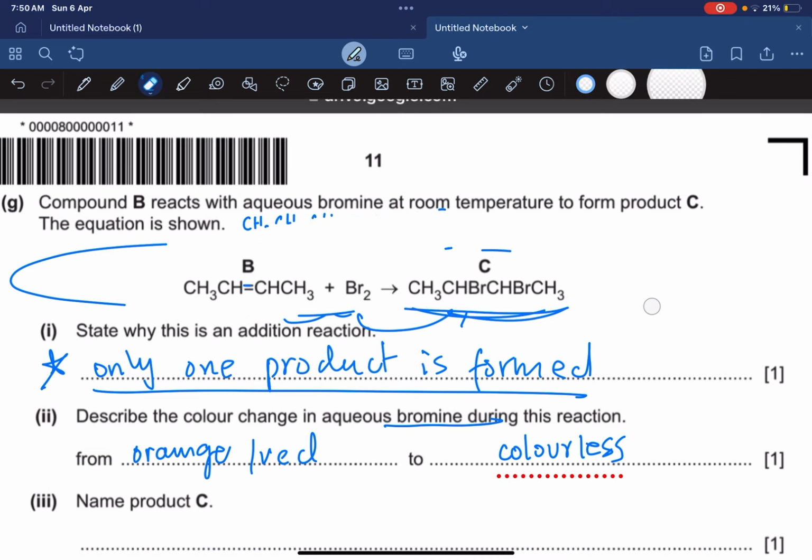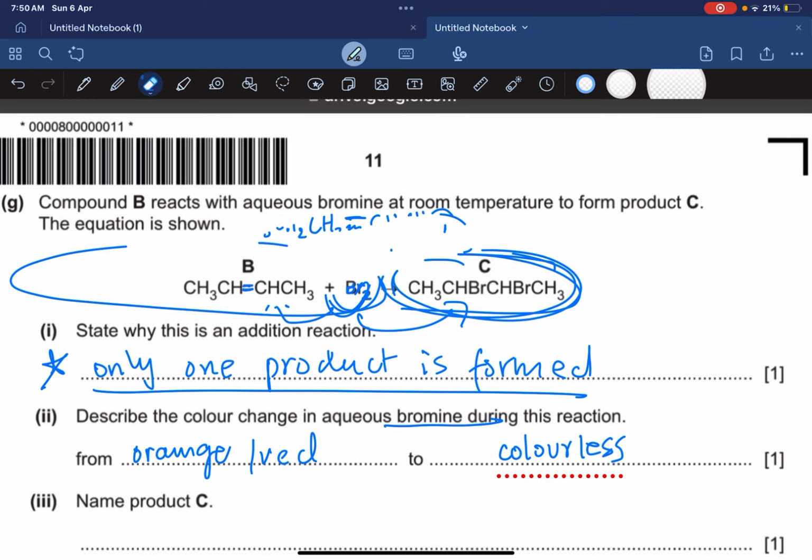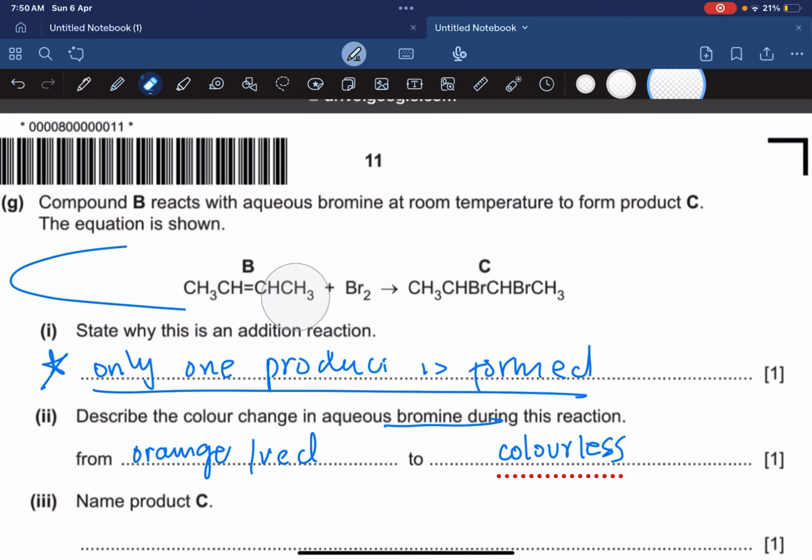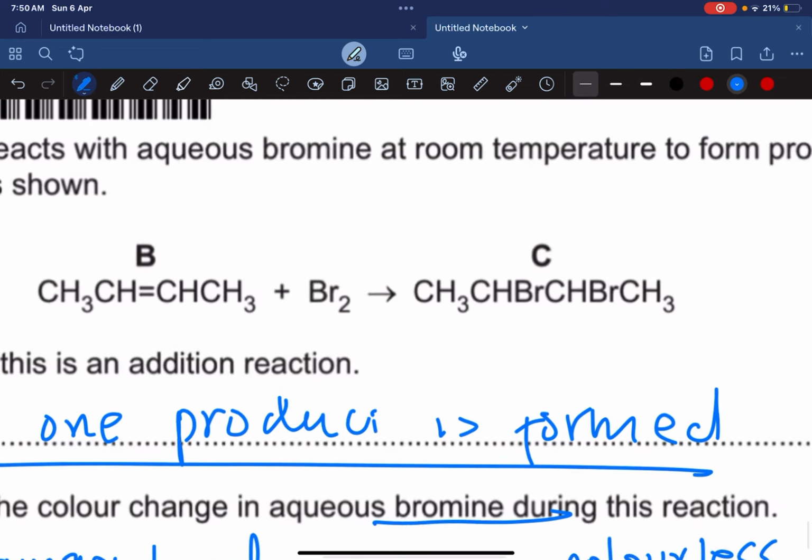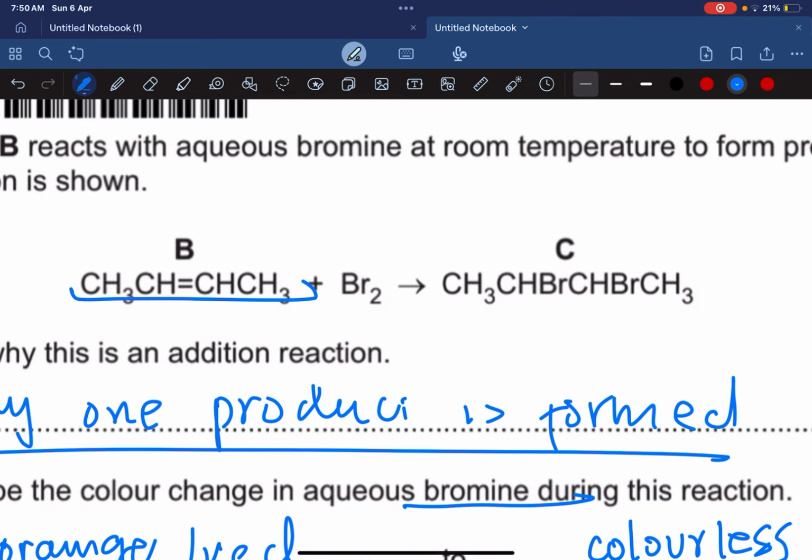लेट्स नेम इट. अच्छा, अब बेसिकली the important thing over here था कि this one was your butene. ठीक है, this one was your butene and this one was your bromine, and now you have to name this product. देखें, it has 2 bromines. ठीक है, it has 2 bromines. I'm just breaking it down for you guys.